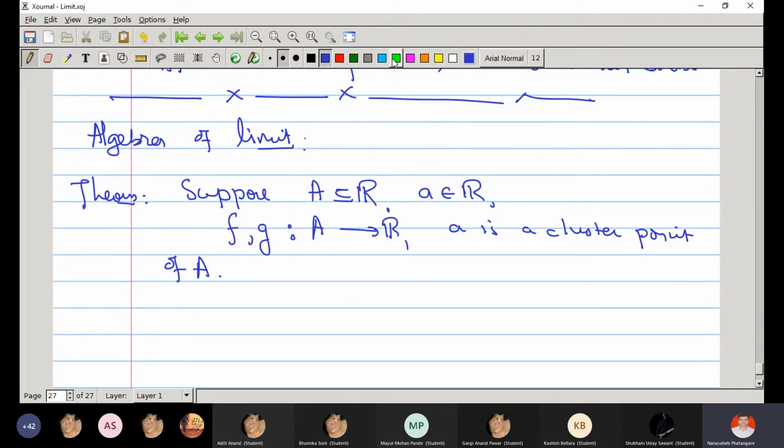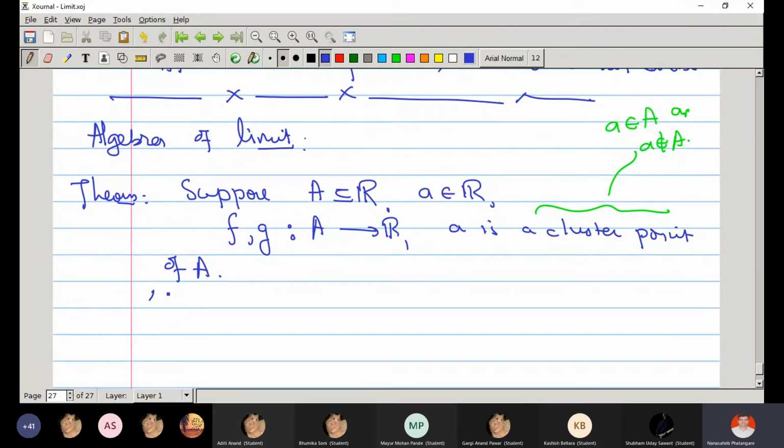Do you understand? When I say a cluster point, it may or may not belong to the domain. That is, A belongs to A, or A is not a member of A. There are two possibilities when I say cluster point.